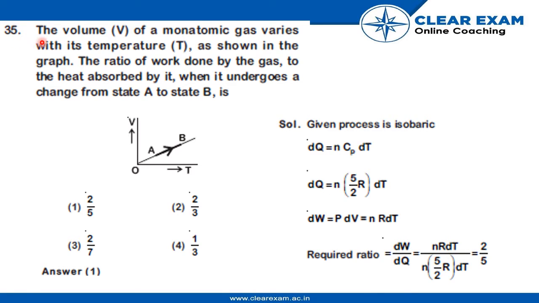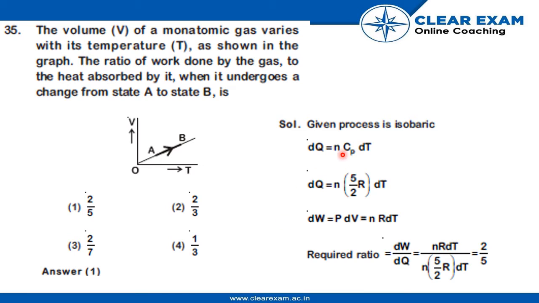Question number 35. The volume V of a monoatomic gas varies with its temperature T, as shown in the graph. The ratio of work done by the gas to the heat absorbed by it when it undergoes a change from state A to state B is: option 1 is 2 by 5, option 2 is 2 by 3, option 3 is 2 by 7, option 4 is 1 by 3.